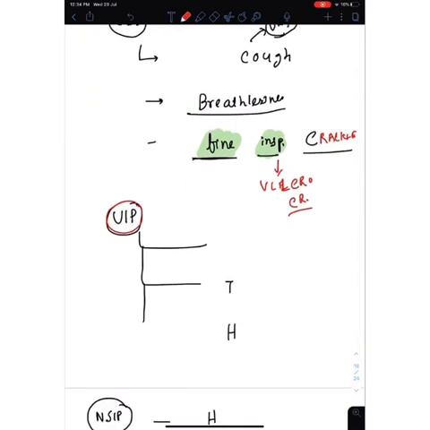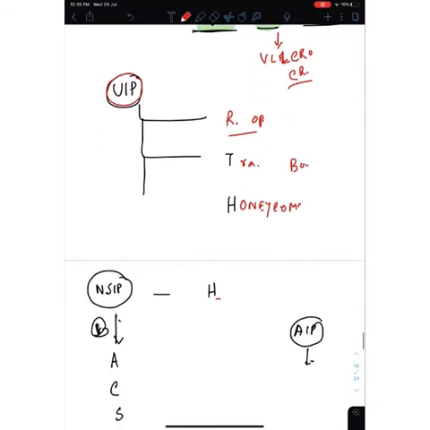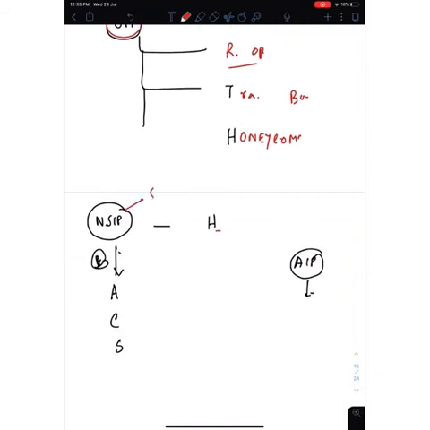Now come to the UIP. I already told that it's the most common, usual interstitial pneumonia. It's diagnosed by HRCT. It's the diagnosis of exclusion. You will get honeycomb pattern, traction bronchiectasis and reticular opacity, but that's not important. It's a diagnosis of exclusion. NSIP, I already told you, is associated with systemic sclerosis. Here you will get homogeneous involvement of the interstitium. The treatment is by azathioprine, cyclophosphamide and steroid. So the important point is steroid is used in case of NSIP.